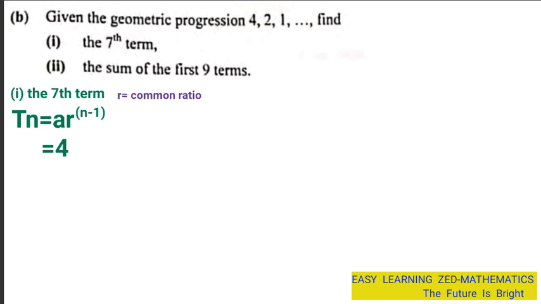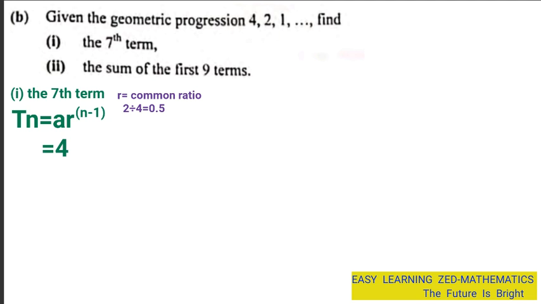So 2 will become the dividend and 4 will become the divisor. We get the second term, which is 2, divided by the first term, which is 4, and when we divide that, it gives us a quotient which is 0.5. Okay, so 0.5 is the common ratio, so we can write it like this.